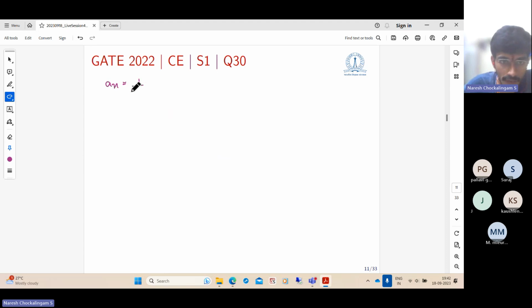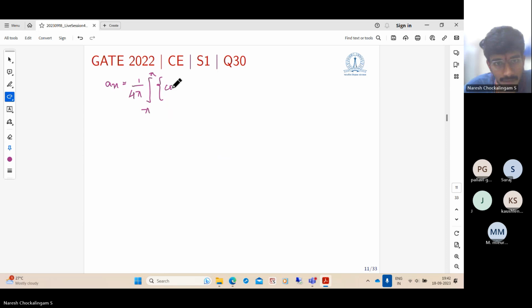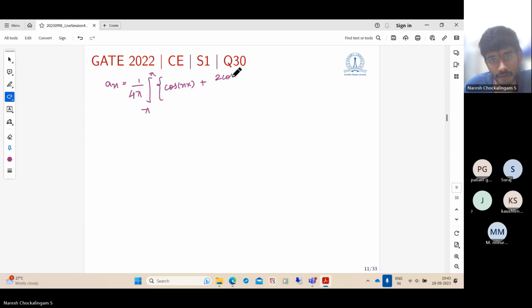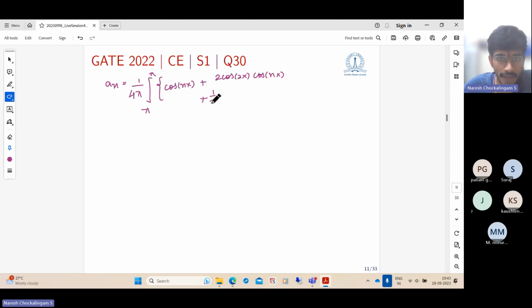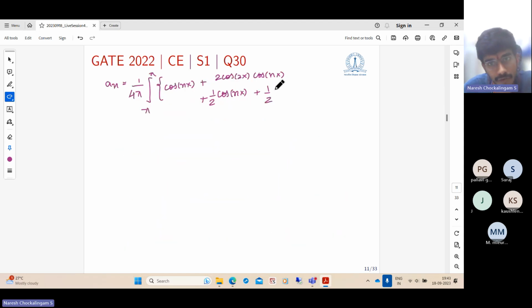An is equal to 1 by 4 pi integral minus pi to pi. What is the first term? 1 multiplied by cos nx. So you get cos nx. What is the second term? 2 cos 2x multiplied by cos nx. What is the third term? Let us take it as 1 by 2 multiplied by cos nx. So we get 1 by 2 cos nx. What is the fourth term? 1 by 2 cos 4x cos nx. So we get 1 by 2 cos 4x cos nx dx.